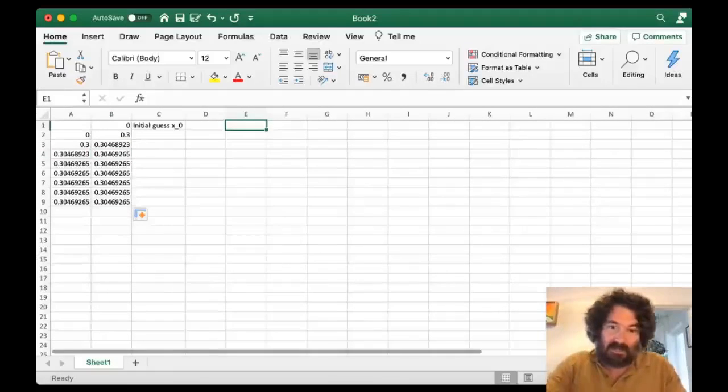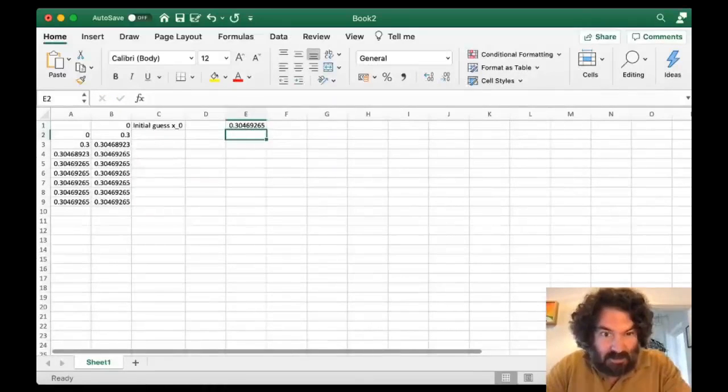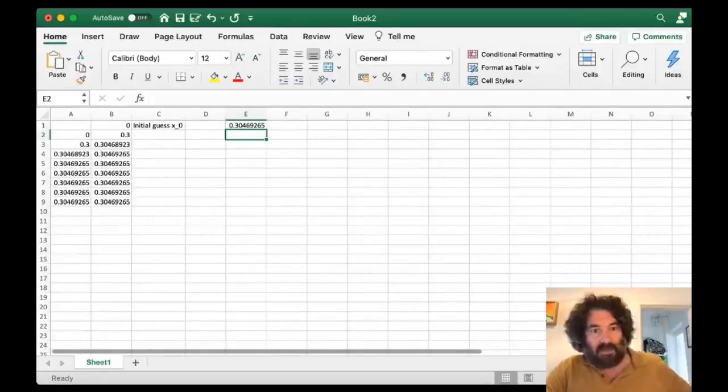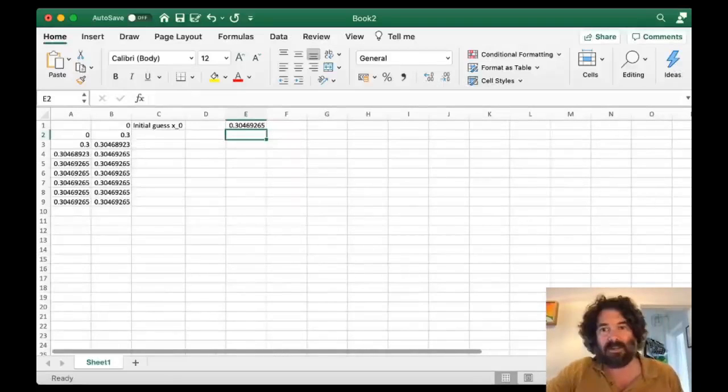Let's check this by using Excel's function to find the exact inverse sine of 0.3. You can see this agrees with what we found using the Newton-Raphson method up to the number of decimal points that are displayed. And that's after only 2 iterations. Using the bisection method, we had nowhere near this amount of accuracy after 2 iterations. So here is a demonstration that the Newton-Raphson method is just much, much faster.